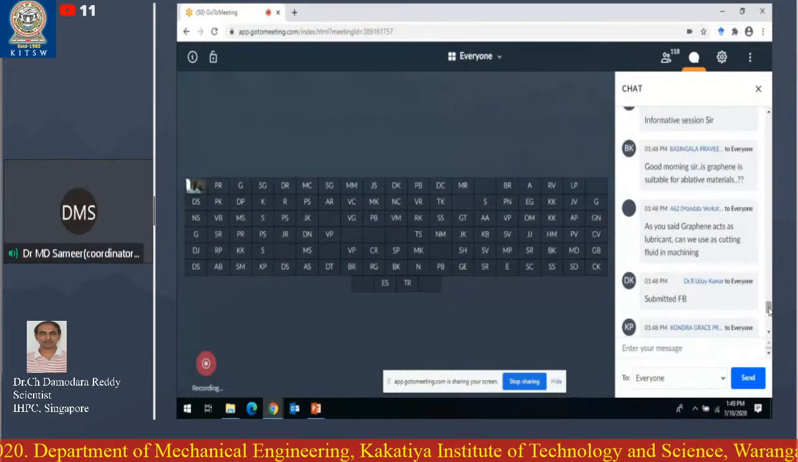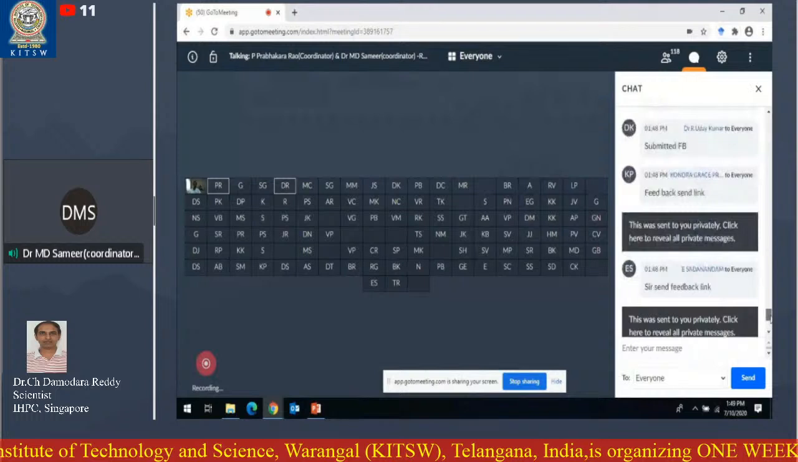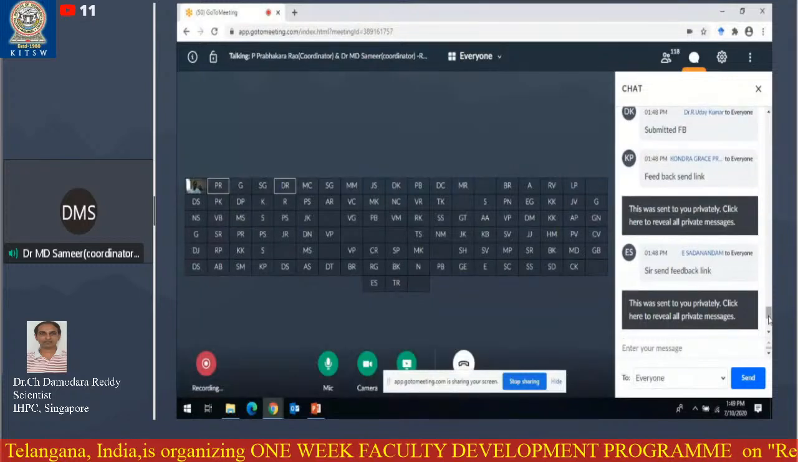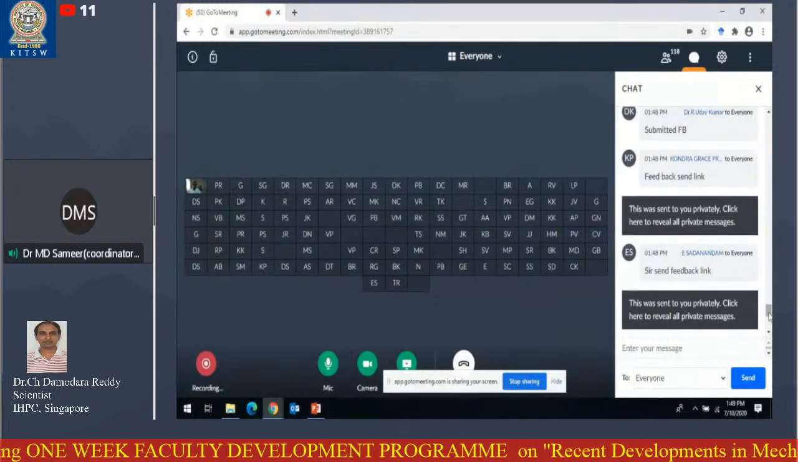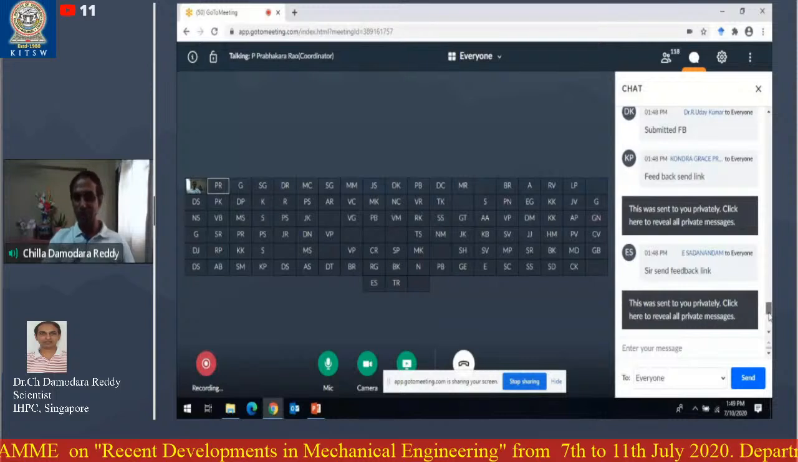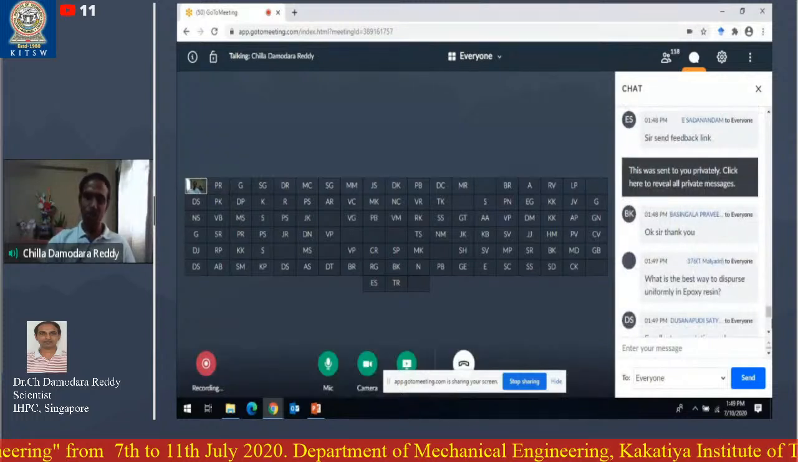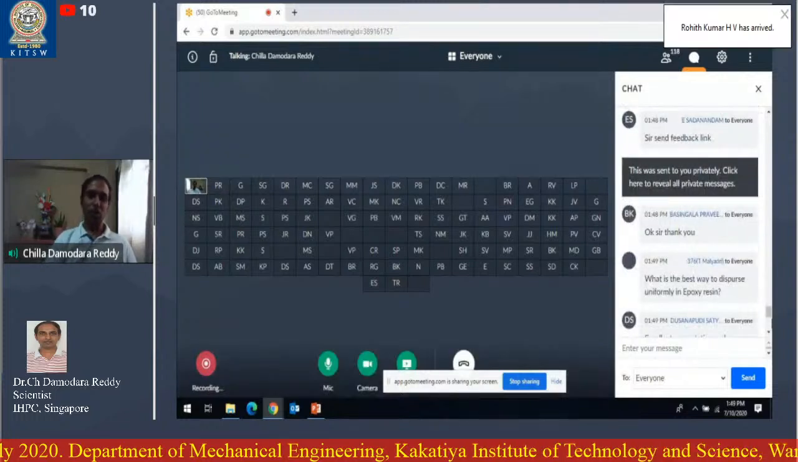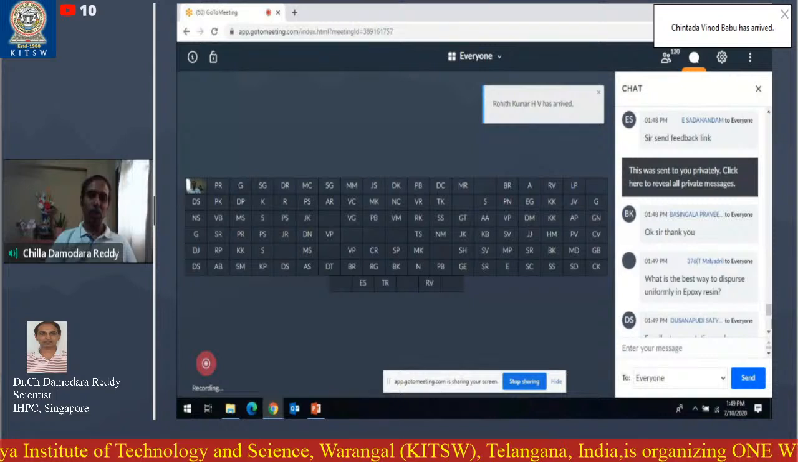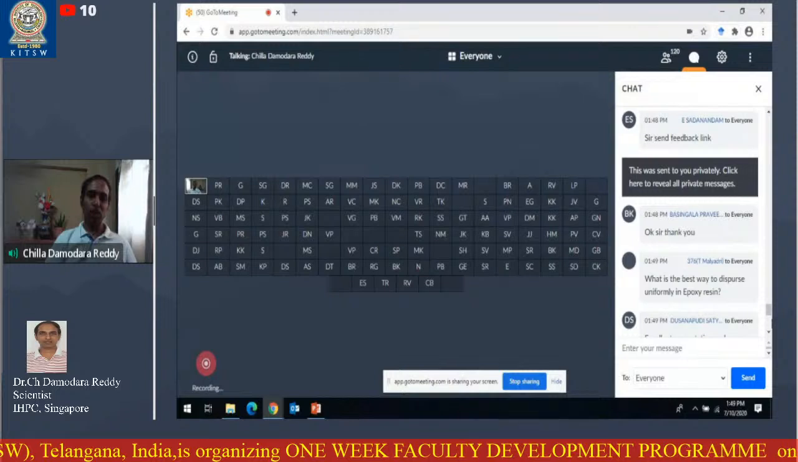Sir, another question from Malayadri. What is the best way to disperse it uniformly in epoxy resin? That is a slightly tougher question, and it's very difficult to disperse these materials into the epoxy or some other composite material. You have to do very careful observation, because these nanostructures agglomerate and come together in one piece. It's very difficult to disperse.